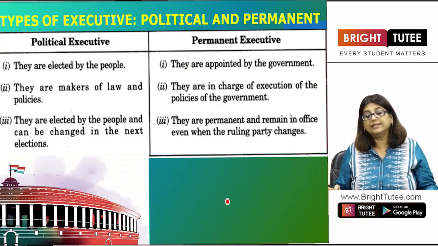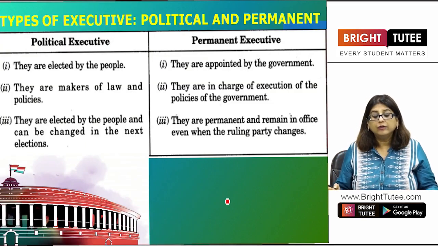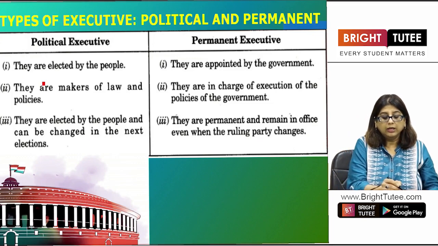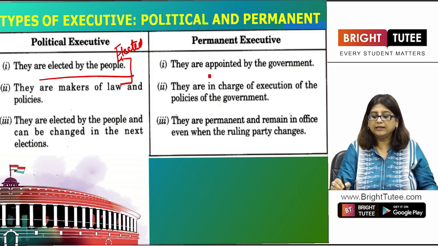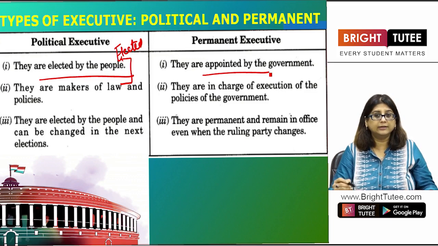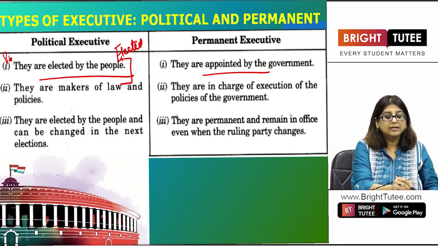Now, the political executive and permanent executive have a few differences also. Like political executives are elected by the people. So how they are elected? This is the first one. And they are appointed by the government. So that means this is a selection procedure. Selection process is your first point.